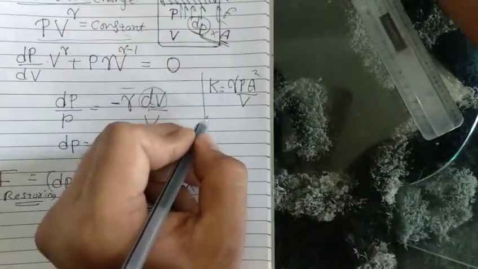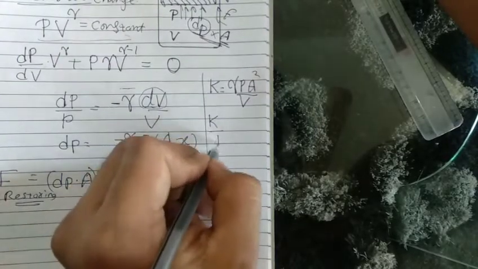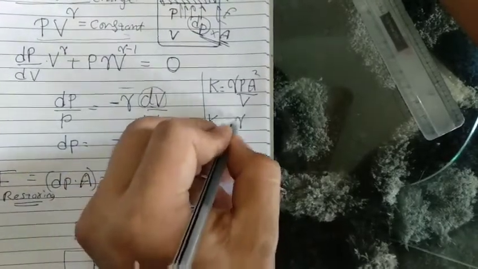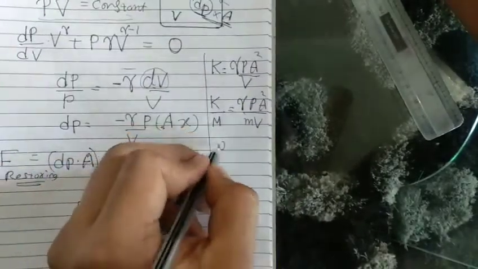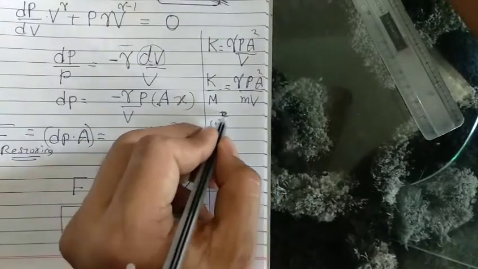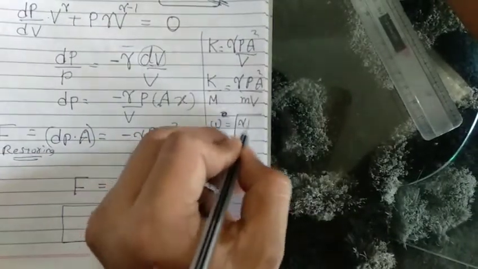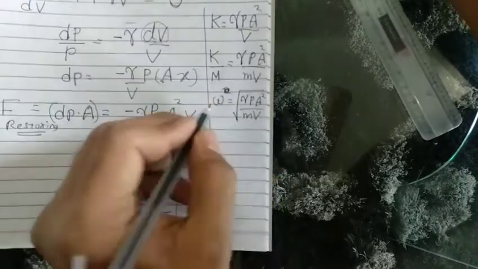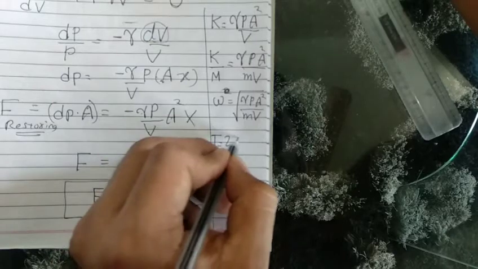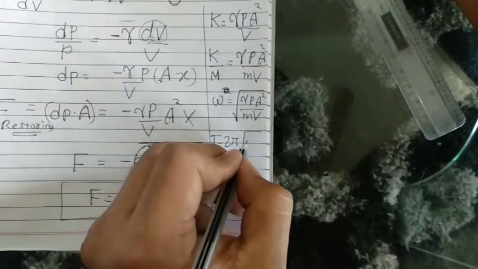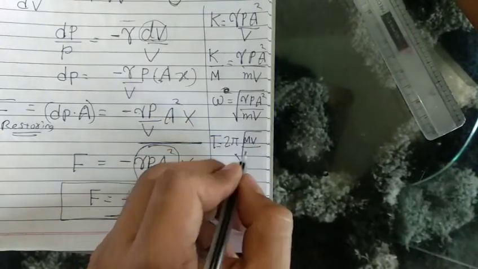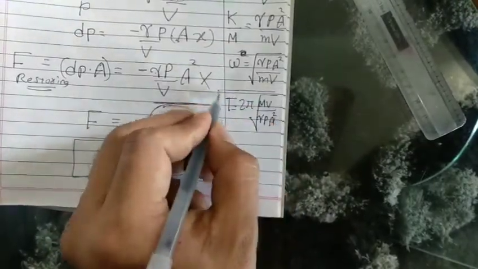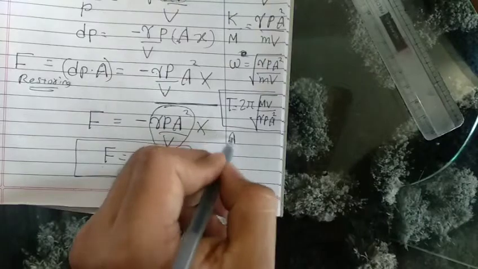Now divide both sides by the mass of the piston, let's say M is the mass of the piston. So K by M will give you omega square. So omega will be the root of gamma P A square by MV. On solving, you will get the time period. The time period will come as 2 pi under root of MV divided by gamma P A square. This is the time period of oscillation of the piston if the process is adiabatic.